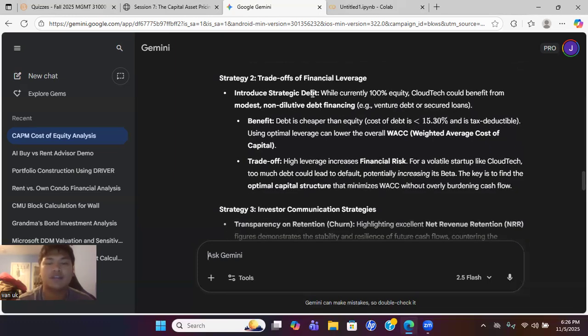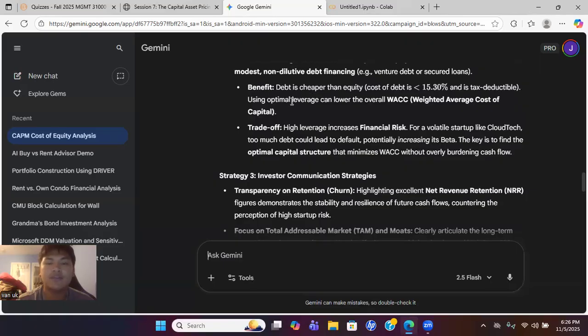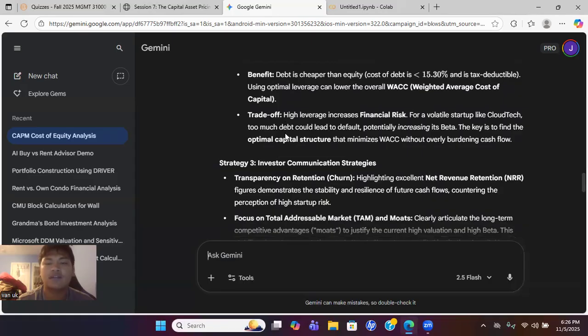Strategy two should be trade-offs of financial leverage. Introduce strategic debt. The benefit is that debt is cheaper than equity. The trade-off is that higher leverage increases financial risk. For a volatile startup like Cloud Tech, too much debt could lead to default, potentially increasing its beta.